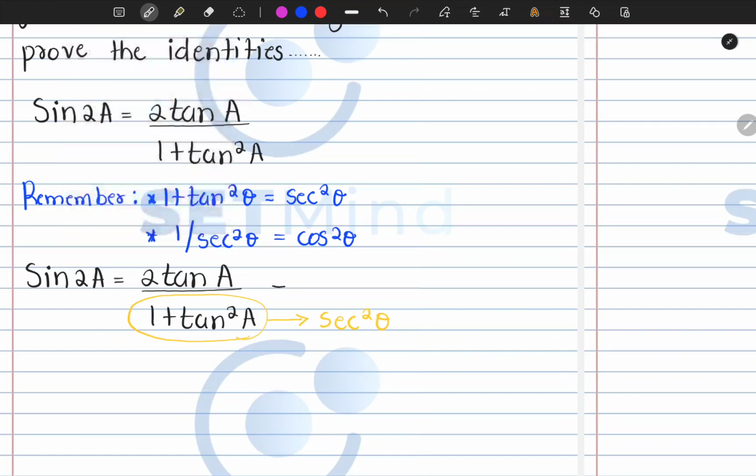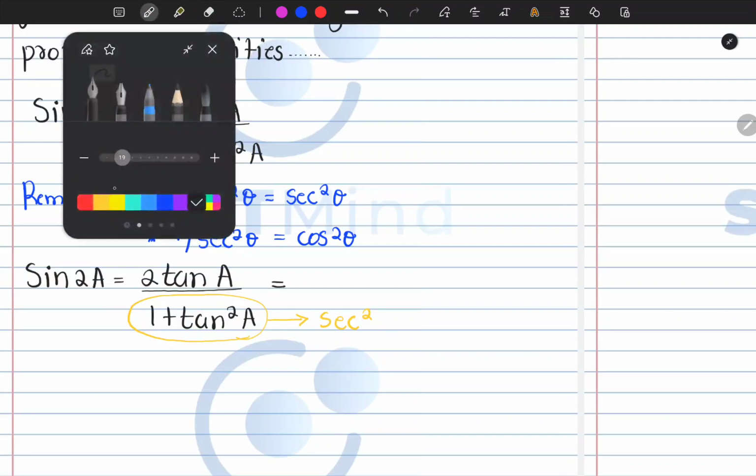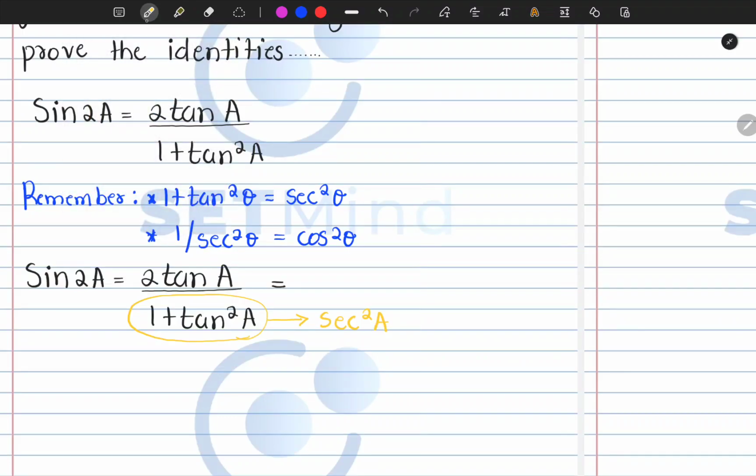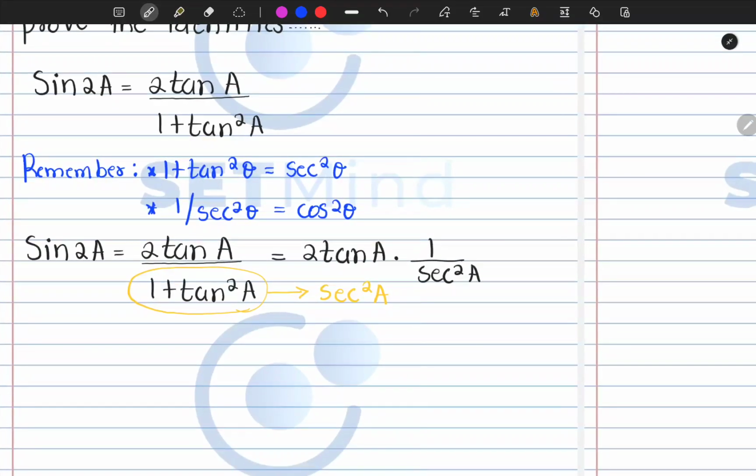And I just mentioned to you that when the sec is on the denominator, it always just comes up as a cos. So the angle which they are using there is A. So let's put in A. This means that what we have is 2 tan A multiplied by 1 over sec squared A, like that. That is what we have. And that will end up being 2 tan of A multiplied by cos squared of A.